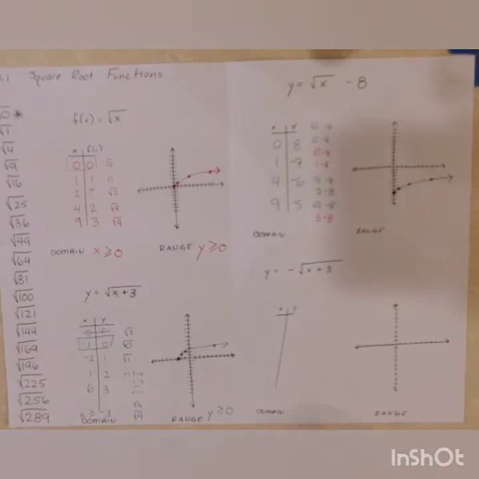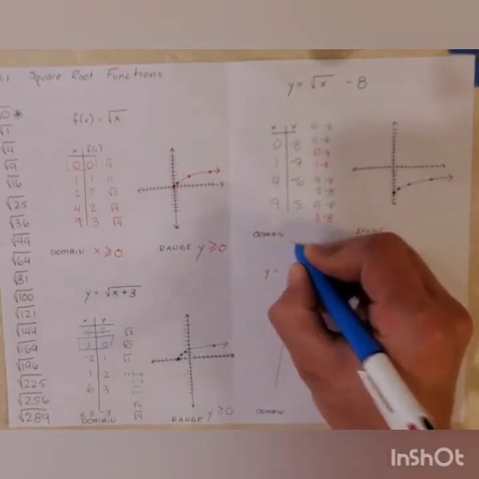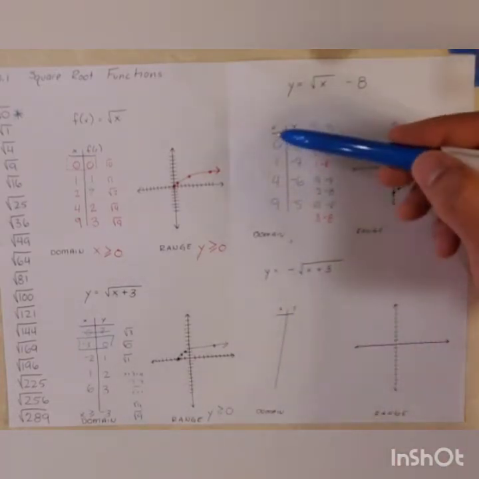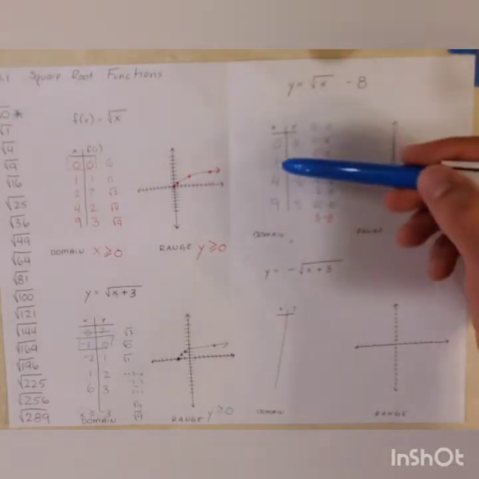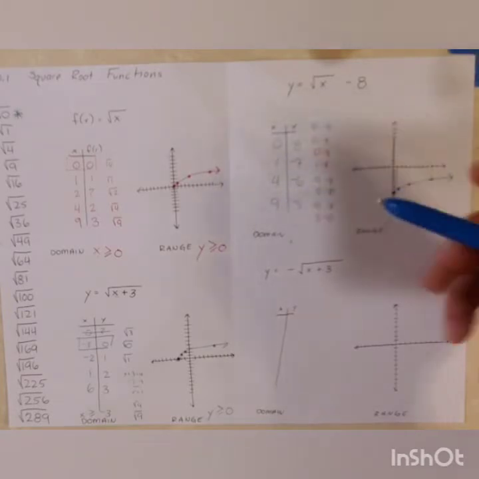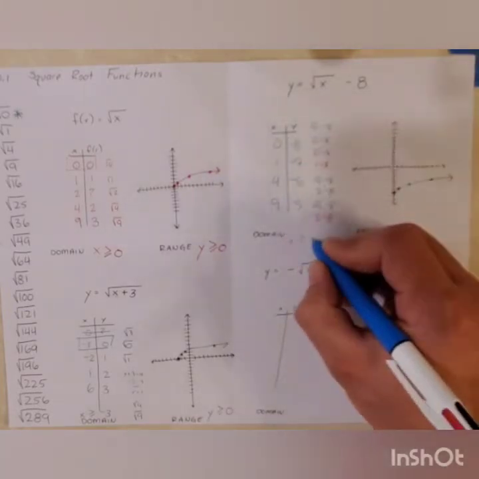Now to domain and range. Domain is your x values. What's going on with my x's? You can look at your graph. My x's, 0, 1, 4, 9. Well, my x's seem to be getting bigger, greater than or equal to. And they seem to start at 0.